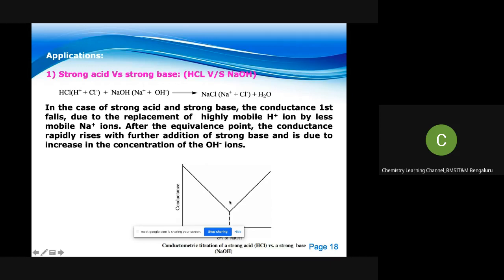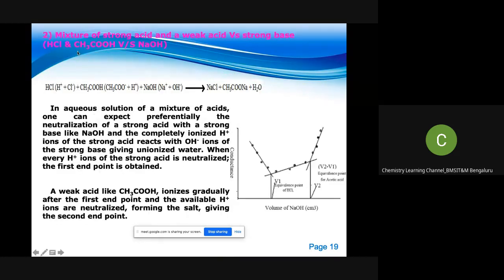Once the complete HCl is neutralized, as we are still introducing OH minus ions into the solution, with the excess of the NaOH added, the conductivity value will go on increasing. And if we have a mixture of a strong acid and a weak acid, that is, a mixture of acids consisting of HCl and acetic acid against NaOH, we see that initially the conductivity value decreases and then it will slightly increase and then it will rapidly increase.